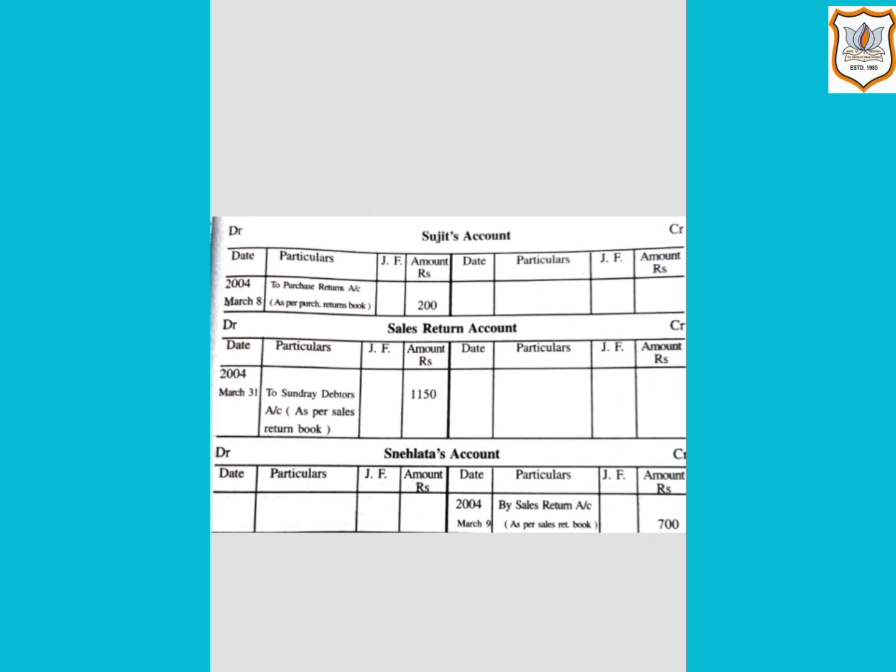And as we are returning goods purchased from them, that means here the balance in our creditors account will be reducing. And we know that creditors, that means it is our liability. Liability has credit balance. And if any kind of reduction is there, so we will record it on debit side. That's why here we recorded it on debit side. That is 200 in debit side to Sujit's account and 300 on debit side to Hemal's account.